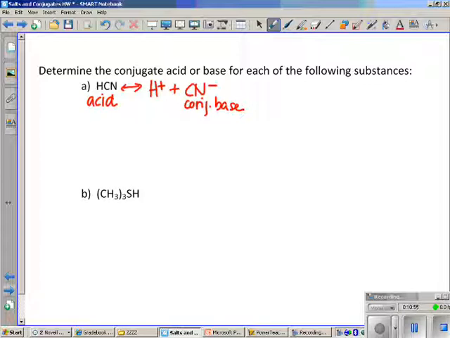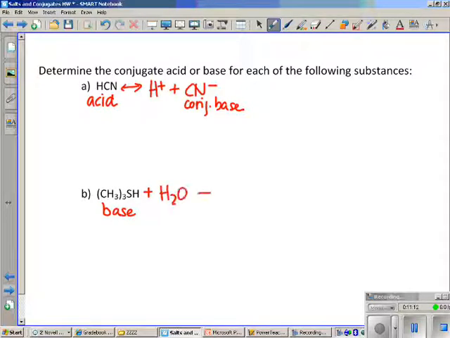When we're talking and I'm asking you what the conjugate acid or base is, it's obvious that what I've given you is either an acid or base. And I hope in looking at CH3SH that you can see that this is not an acid. It doesn't start with an H. Therefore, it must be a base. So it's sort of like deductive reasoning, really.